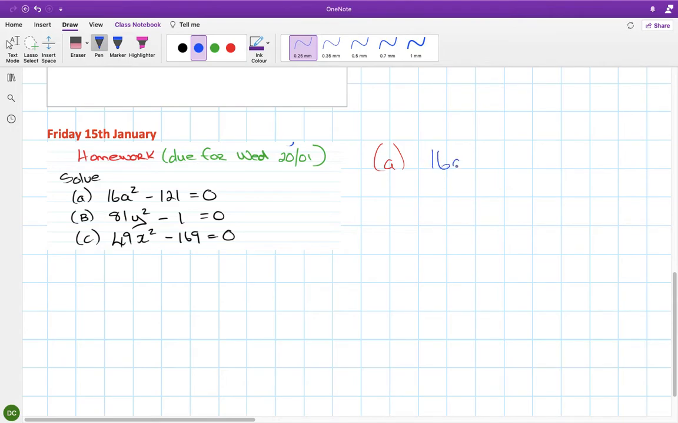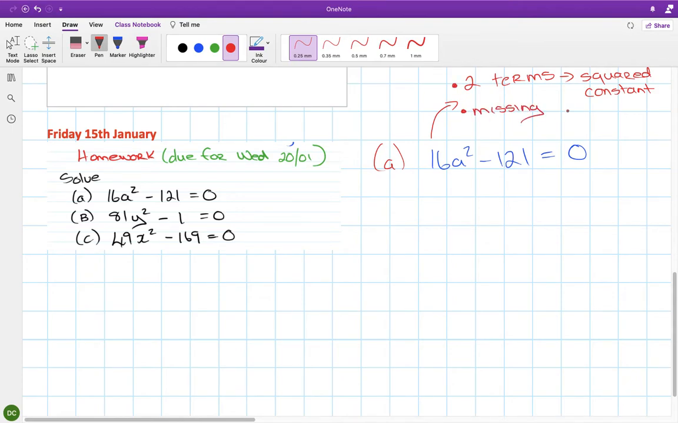Right, so we have 16a squared minus 121, and we're trying to solve it so it's equal to 0. I know we did this, but I'm just going to go through it. How do we know it's a difference of two squares? There were three things. It has two terms, and those two terms are the squared term and the constant term. So it is missing the x term. Obviously this one's in A, so it's missing the A term.